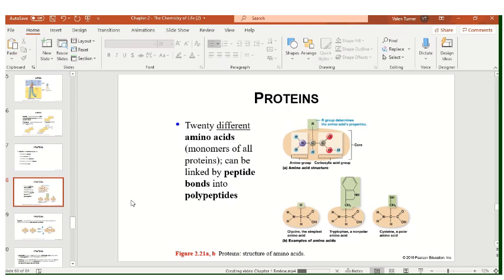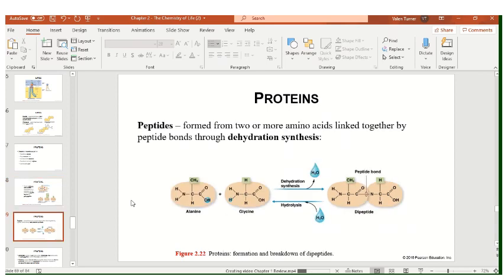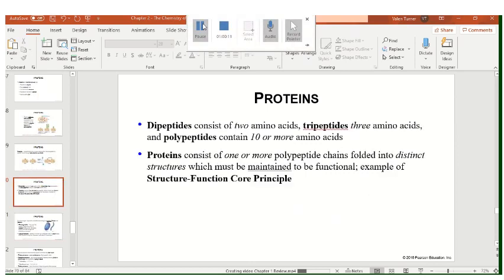And that's it. Proteins, monomer, amino acids. Polymer, polypeptides. What's holding the amino acids together? Peptide bonds between the carbon of one amino acid and the nitrogen of another. How do you make it? Dehydration synthesis. How do you break it down? Hydrolysis. But again, proteins are still a little complicated.